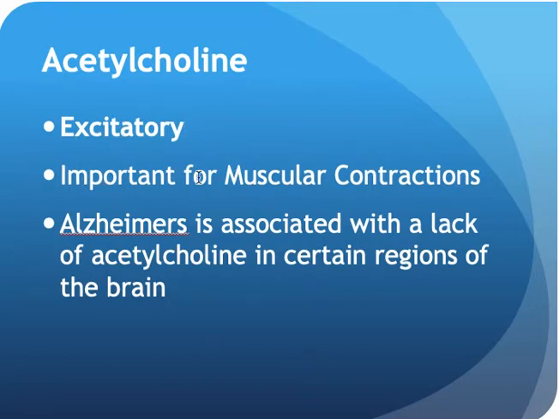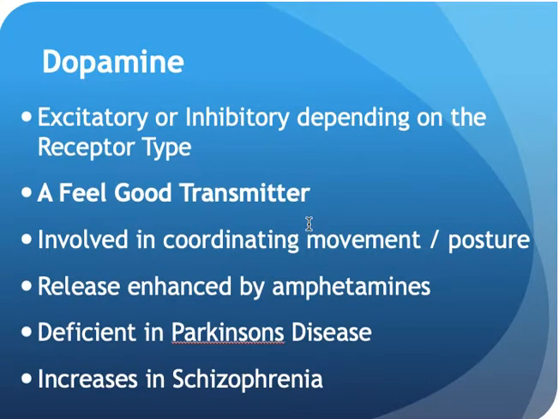Okay, and acetylcholine is excitatory. We already know that it's very, very important for those muscular contractions. Alzheimer's is associated with a lack of acetylcholine in certain regions. And then obviously if there's a disease or a lack of some sort of neurotransmitter for some particular disease, that's an important thing to kind of highlight and remember too.